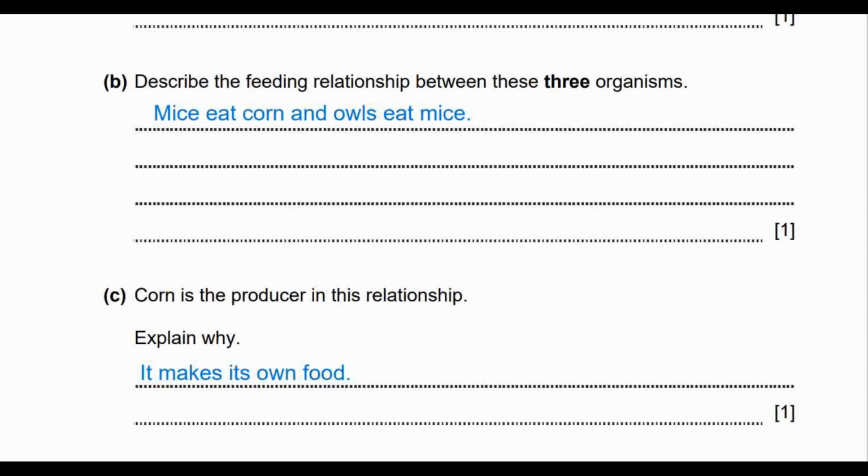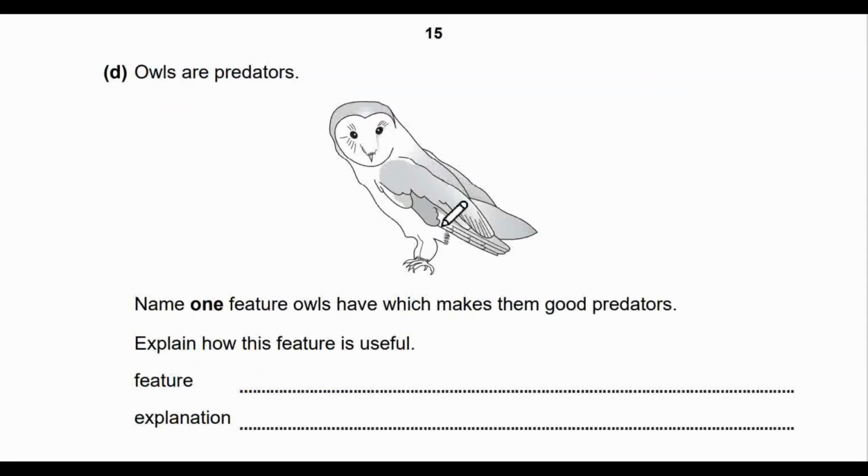Let's move on. Owls are predators. Name one feature owls have which makes them good predators. Explain how this feature is useful. Features and explanation. Owls are known for their night vision, for finding food, for searching for food. So we just type that down. That is one of the owls' features.